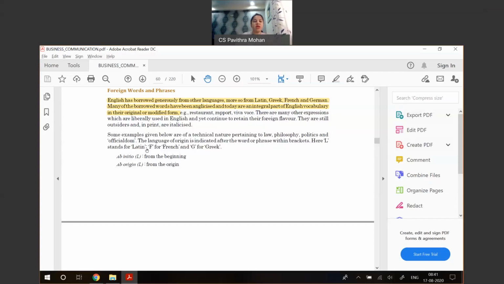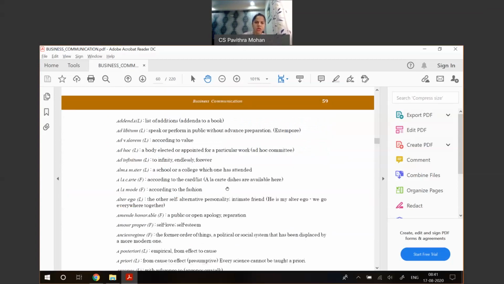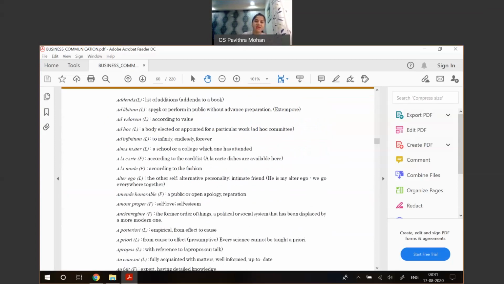For example, if you see, L means Latin, F means French, G means Greek. Ab initio means from the beginning. This is derived from a Latin word. Ab origine means from the origin. Again, this is a Latin word. Or it can be something like addenda, a list of additions being made to a book, or ad valorem, that is, according to the value. Okay, so again here, ma'am, how will the questions be asked?